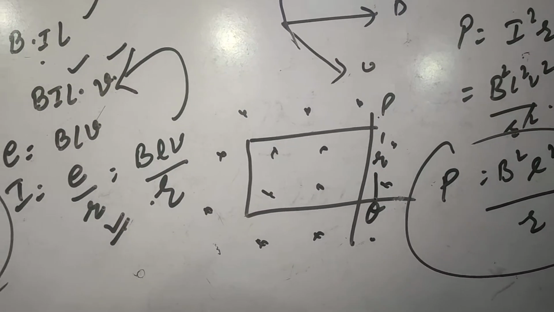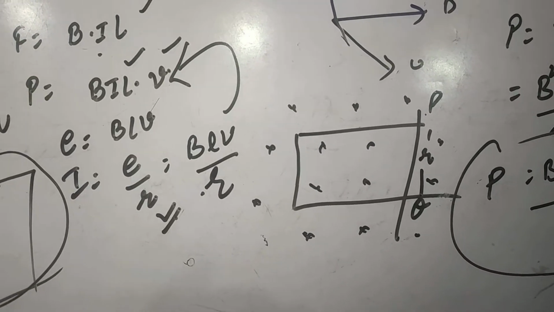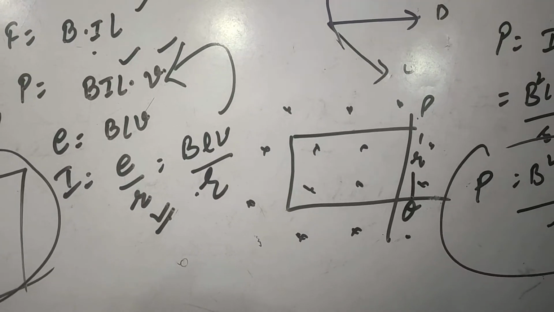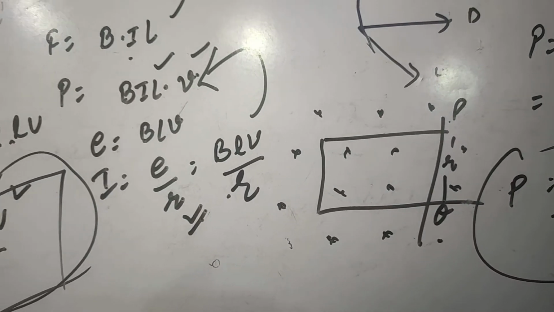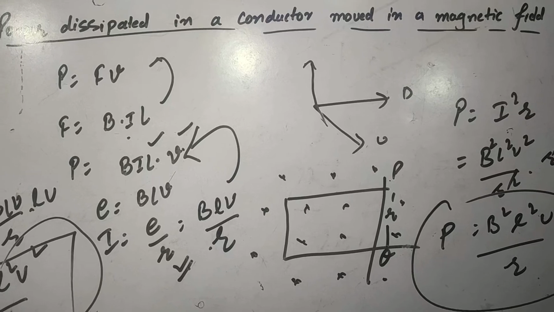So from this we can clearly say that whatever power is dissipated is actually lost in the form of heat or mechanical energy. So this is all about the power dissipated in a conductor.